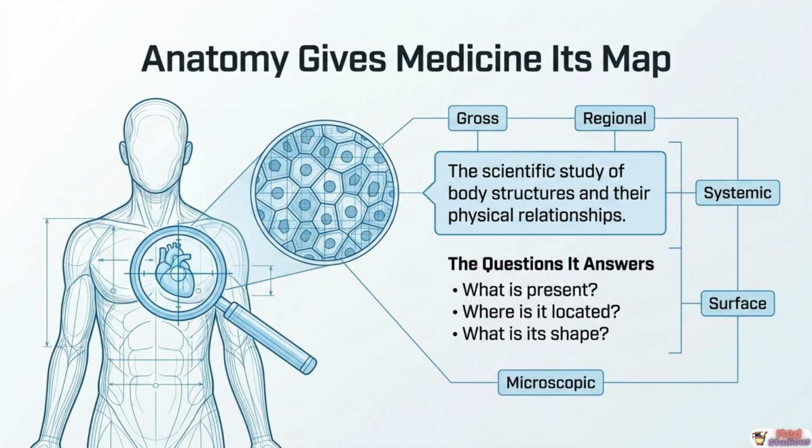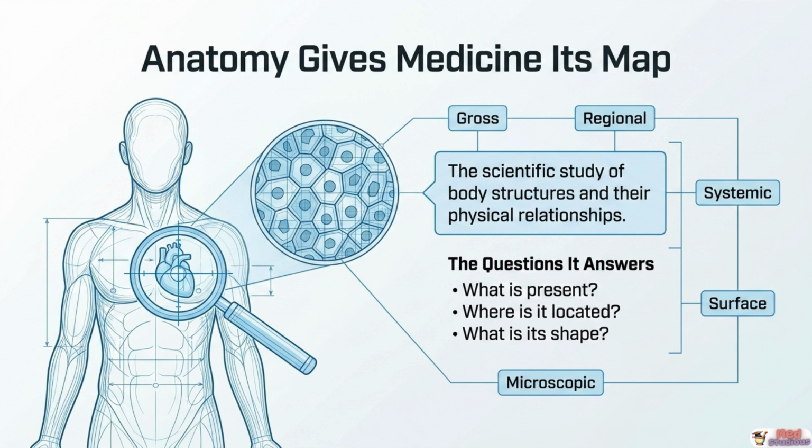Anatomy is the study of body structures and the relationships among them. It tells us what is present, where it is located, what shape it has, and what lies around it. Gross anatomy studies structures visible without a microscope. Regional anatomy examines all structures in one area, while systemic anatomy follows one organ system throughout the body. Microscopic anatomy includes tissues and cells. Anatomy is the map of medicine.